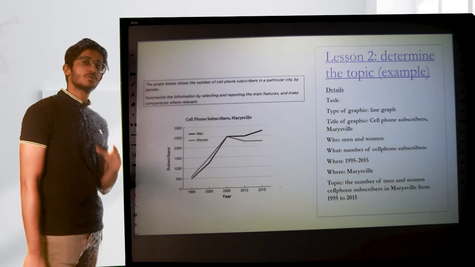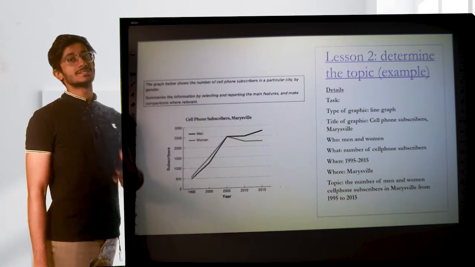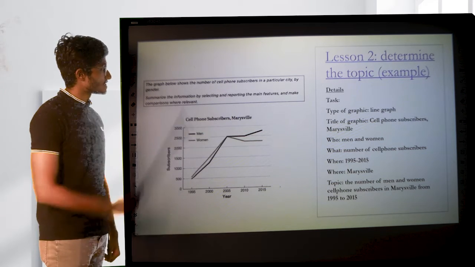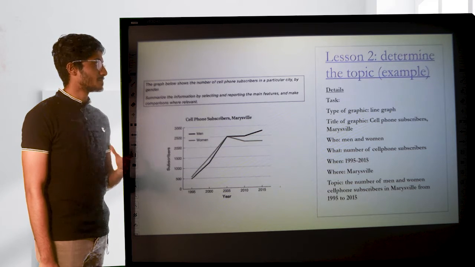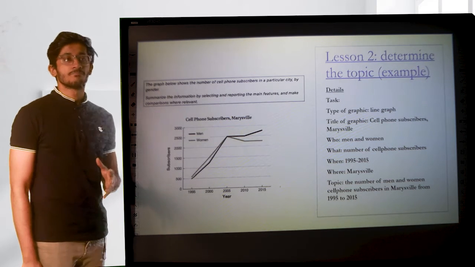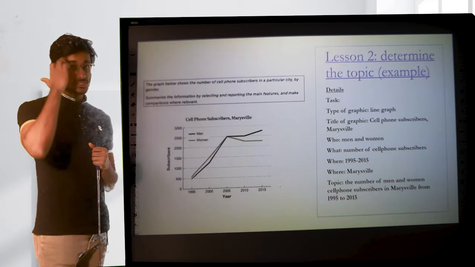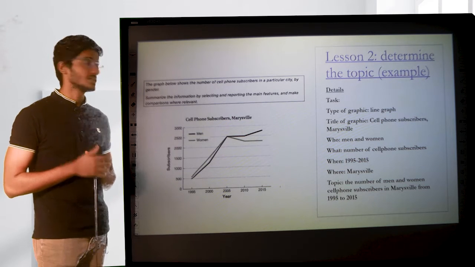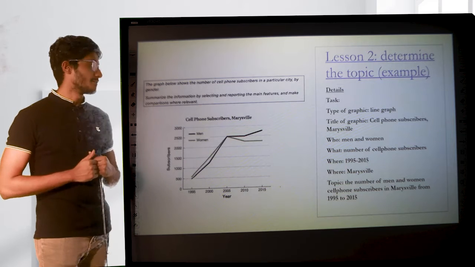So the instructions in most of the parts are the same, but the first sentence is not the same, because the first sentence is going to tell you what the graph is about. Here the first sentence says that the graph below shows the number of cell phone subscribers in a particular city by gender. So the first line of the task instruction tells you what the graph is about: the number of cell phone subscribers in a particular city, compared by gender.